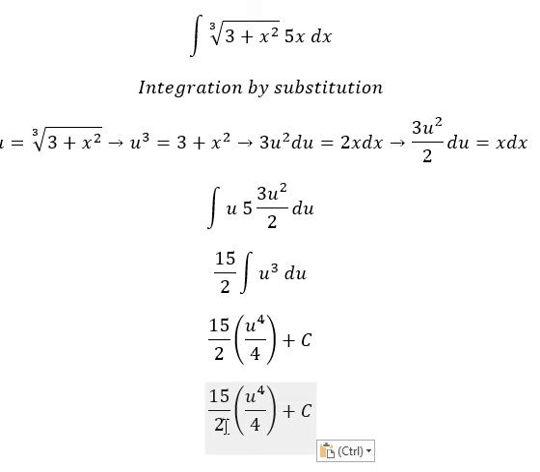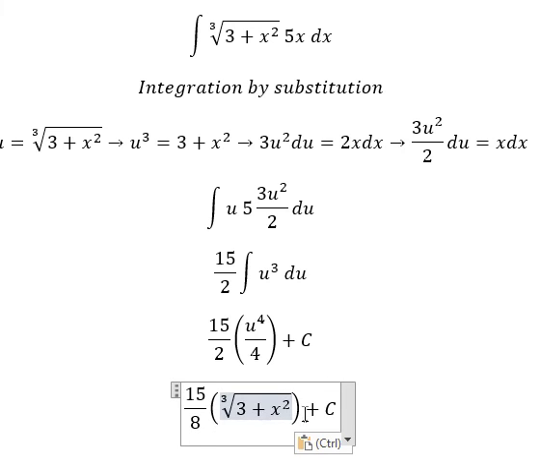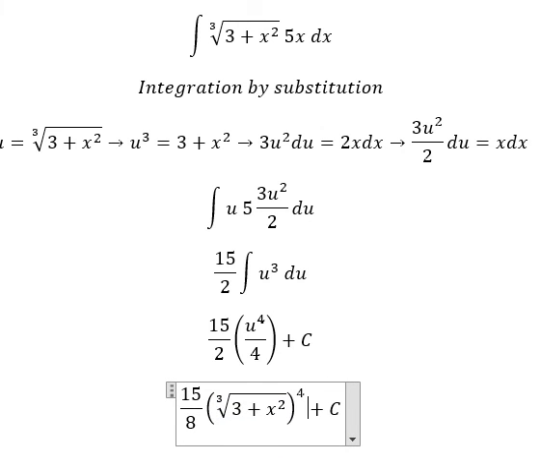Number 2 and number 4, we have 8. About u, that's this one. And this is the final answer.